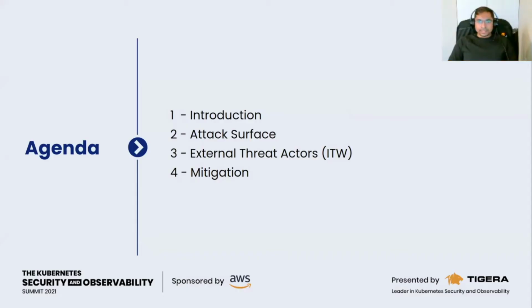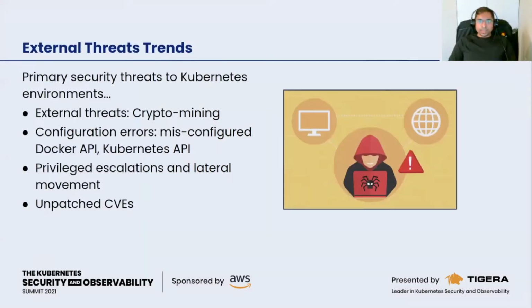Today's agenda is straightforward. I will introduce the topic, and then we will talk about the cloud attack surface and various threat actors which are in the wild targeting that attack surface, and what steps we can take to mitigate those. So currently what we are seeing in terms of threats to Kubernetes and cloud is that external threat vectors are really interested in crypto mining.